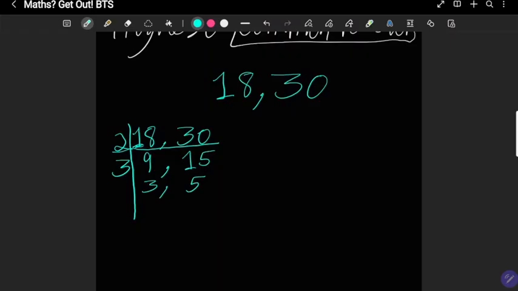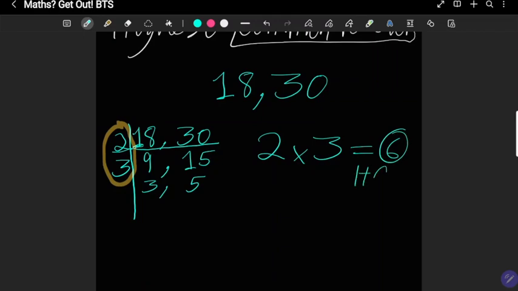Now 3 and 5 cannot be divided by each other, so we're going to take these two numbers, 2 and 3, and multiply them together. 2 times 3 gives us 6. That is our highest common factor.